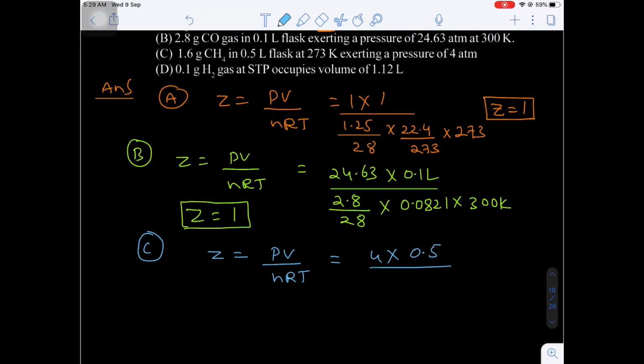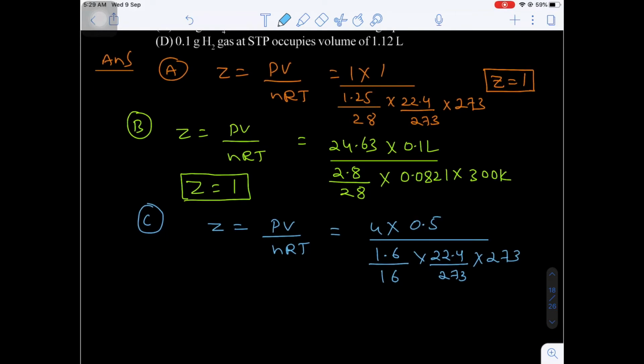Flask volume 0.5 liter, divided by the number of moles of gas, given mass upon molar mass, that is 1.6 upon 16, that is the molar mass of methane. R value here 22.4 divided by 273, into temperature, given here 273. Are you getting my point? After simplification you will get the Z value 1 upon 1.12, otherwise Z value equal to 0.89.